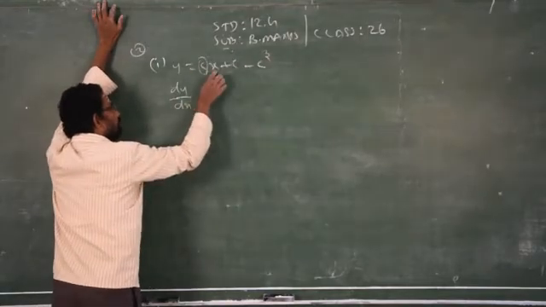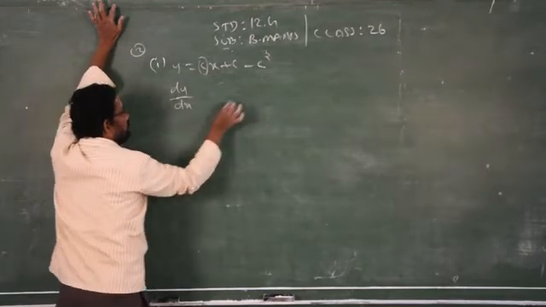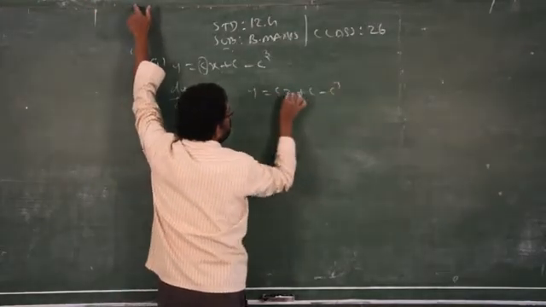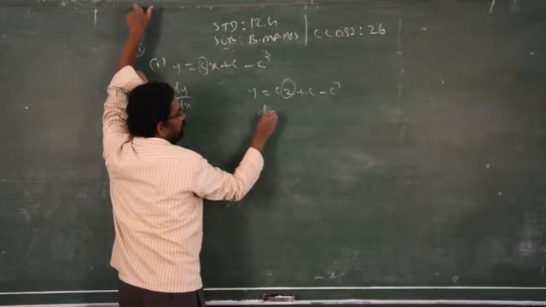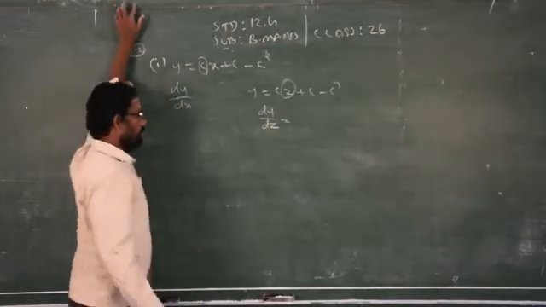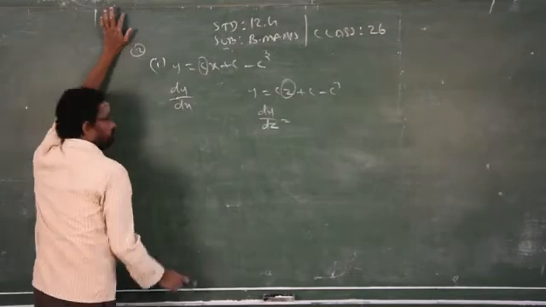If it is z variable, what will come here? dy by dz. For example, cz plus c cube. Here the variable is z, so you have to differentiate the function y with respect to z. Clear? So don't confuse.